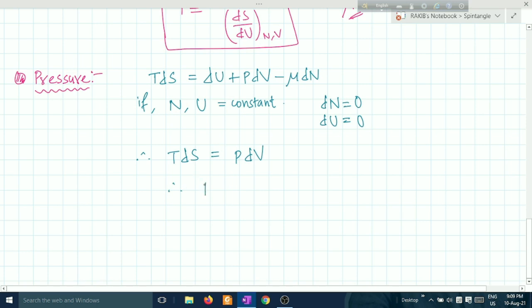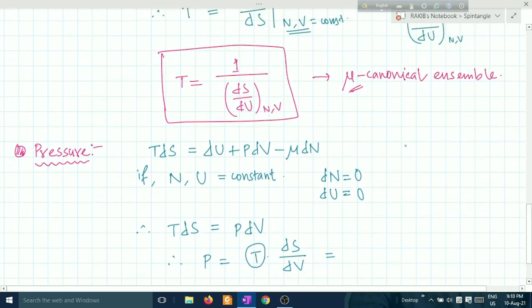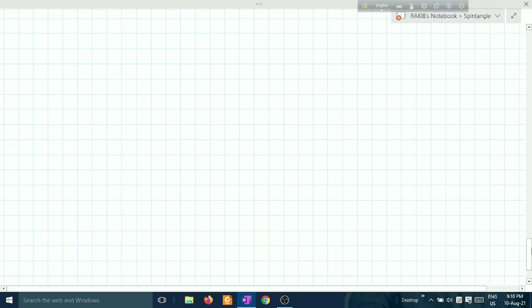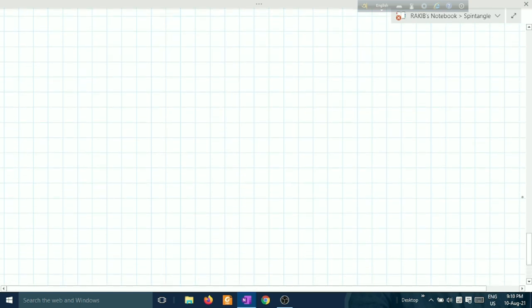Therefore P becomes pressure. P equals T dS by dV. This is the standard form of pressure. You may replace the value of T from the above mentioned formula of temperature. You can put this formula here.